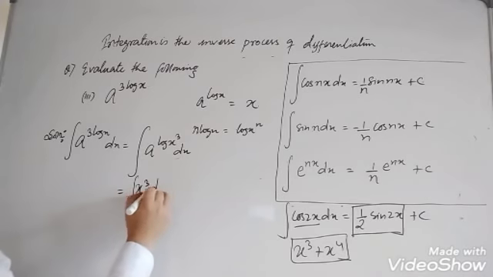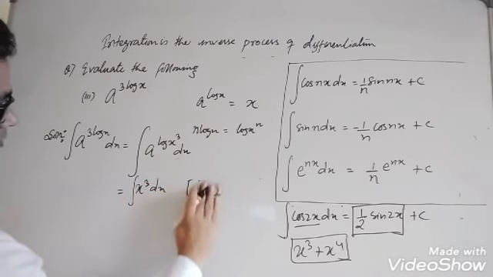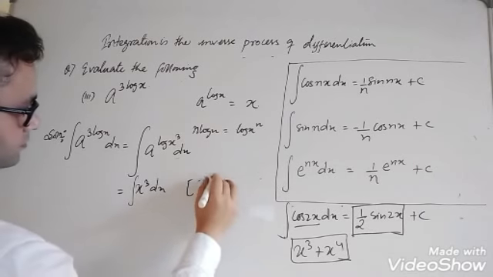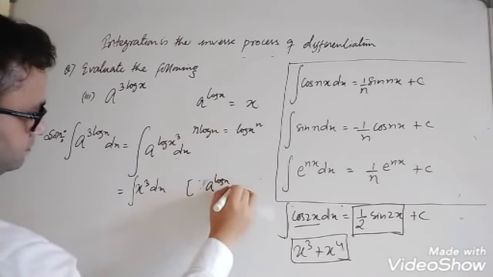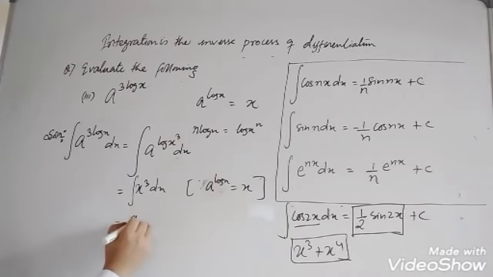Integration of x cube dx, because a to the power log x is x. Now integrate this: x to the power 3 plus 1 divided by 3 plus 1, plus c. So this will be x to the power 4 by 4 plus c.